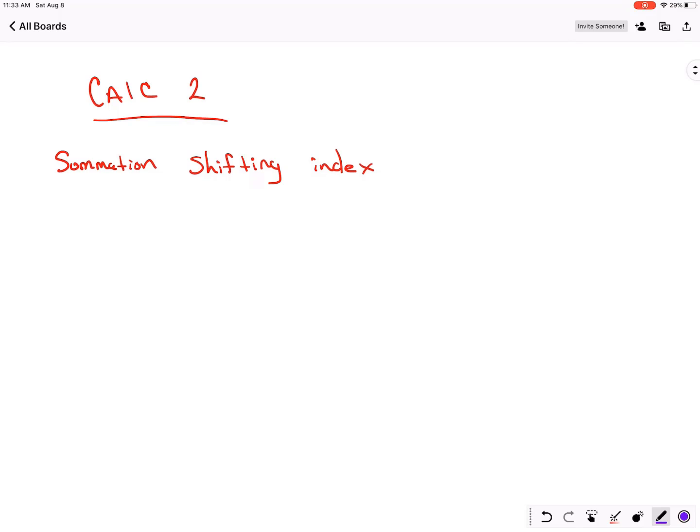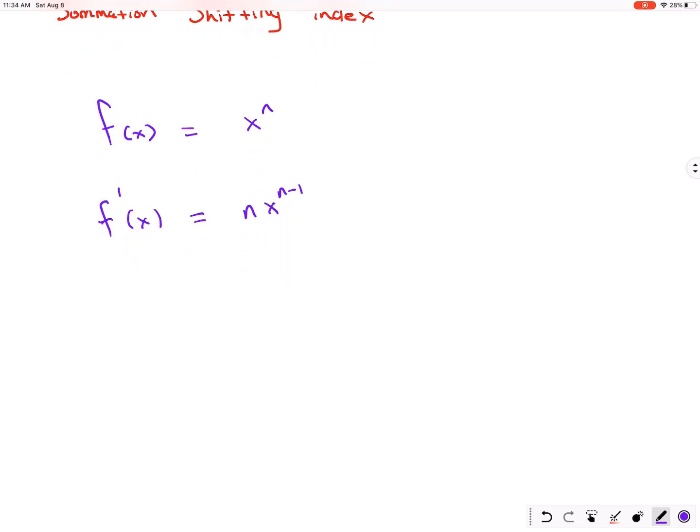So first let's start with a simple example. Let's say I have a function f of x that's equal to x raised to the n. Very simple function. And remember that this is a function of x, so x is the variable and n is some parameter of the situation in the function. If I take the derivative of f, then that's going to be equal to n times x raised to the n minus 1.